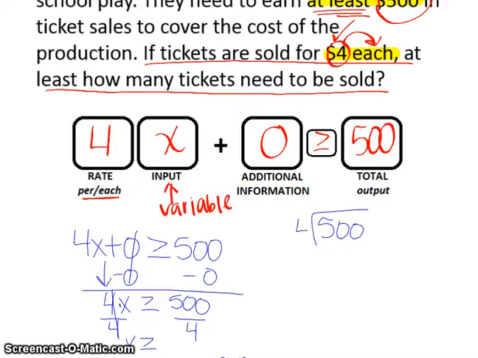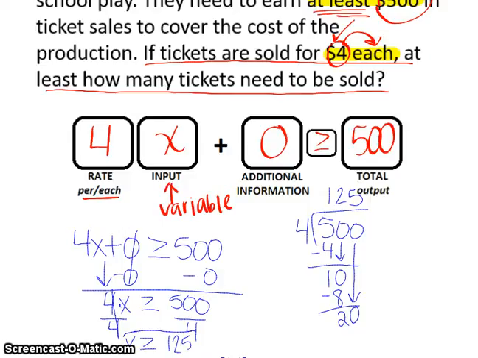4 goes into 5 one time. 5 minus 4 is 1. Bring down your 0. 4 goes into 10 2 times. And 4 times 2 is 8. 10 minus 8 is 2. Bring down that 0. And 4 goes into 20 5 times. So my answer is 125. So x is greater than or equal to 125 tickets.